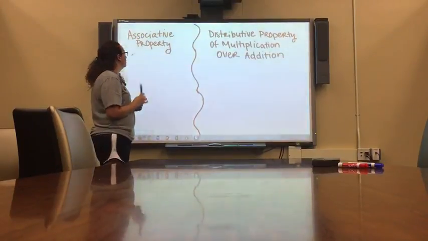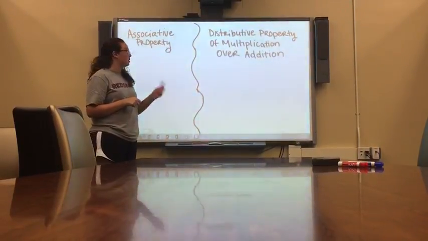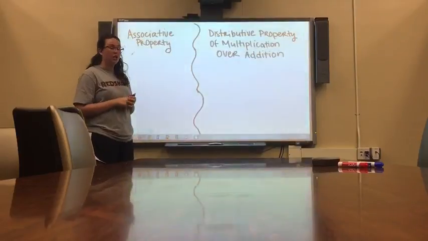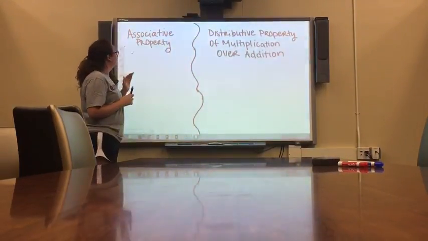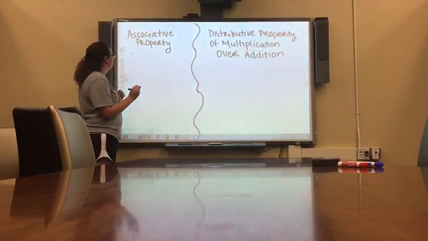I'm going to explain the difference between the associative property of multiplication and the distributive property of multiplication over addition. You can use subtraction, but we're going to use addition in this case. Okay? So for the associative property, the equation looks like this.